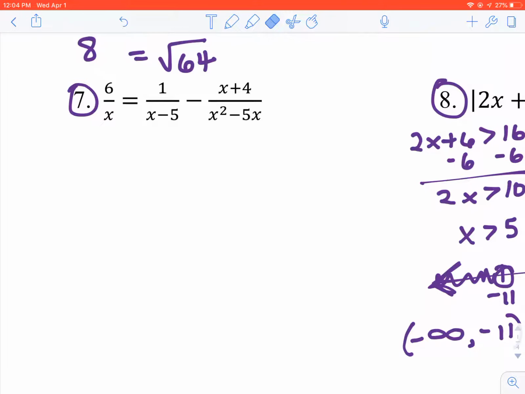Here's the second review for our test tomorrow. I wanted to do a couple of these fraction ones. Remember I told you in the last video that fractions look a little funky, so be aware of that. Have your pencil and paper handy.